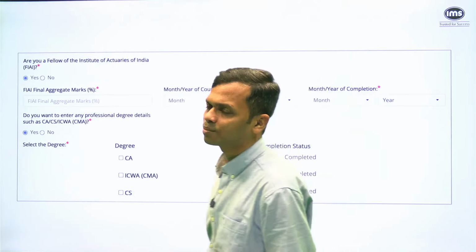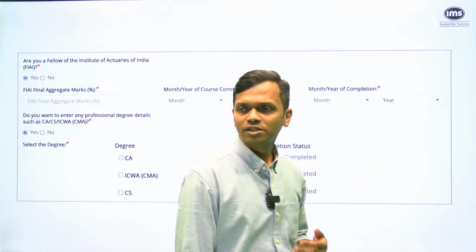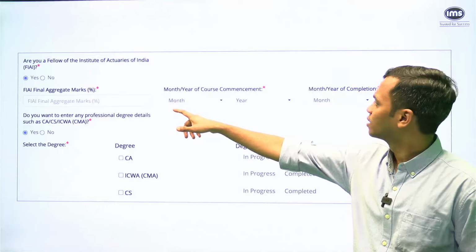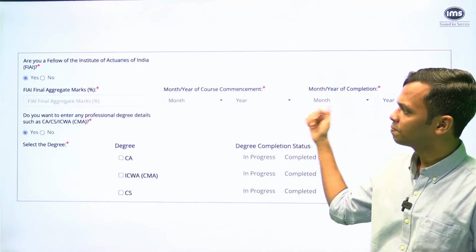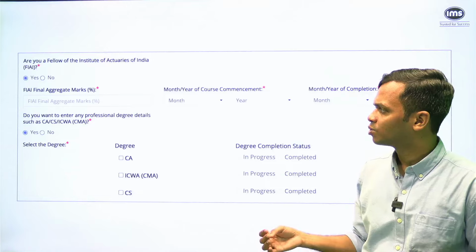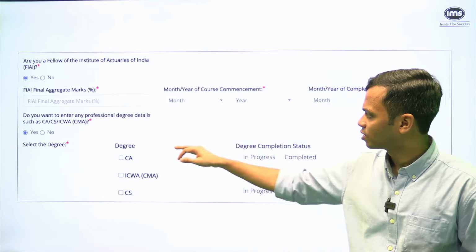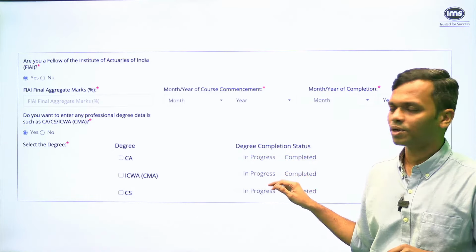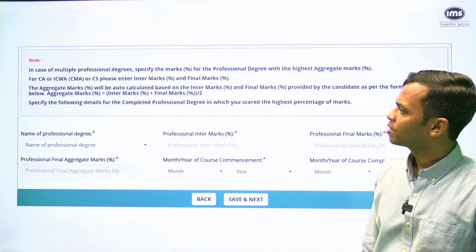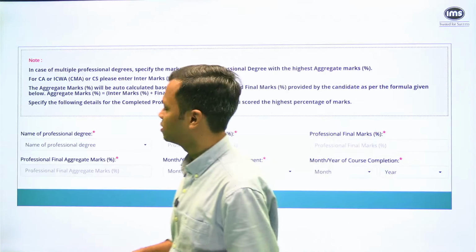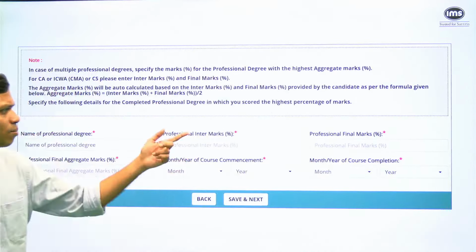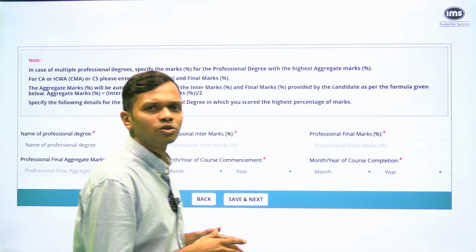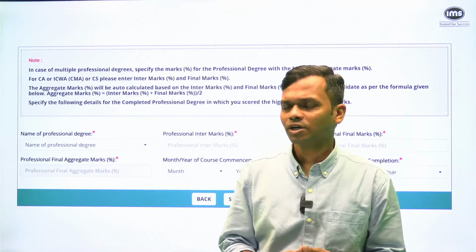The next section is regarding professional qualification. The first question says, are you a fellow of the Institute of Actuaries of India? Yes or no. If you select yes, you enter final aggregate marks, commencement and completion year. If you select yes for CA, CS, ICWA, then you can enter which degree you are doing first of all, and what the status is. Are you in progress or have you completed it? Depending on what you select here, there are follow-up questions. So name of professional degree, professional inter marks. I had chosen CA, professional final marks, then month and year of course commencement and completion and all of that. So depending on the choices that you make, you have to fill in the rest of the details.